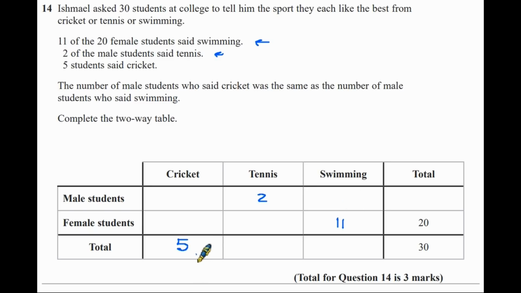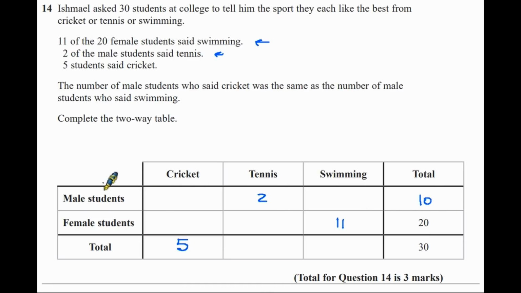Okay, let's look at the information that we've got. We need to take the information that's in the table and identify where we can complete extra boxes. So the first thing that stands out is that at the end here, under the totals, we know there are 30 students altogether, but we also know that 20 of them are female. Therefore, the other 10 must be male. So we have 10 male students.